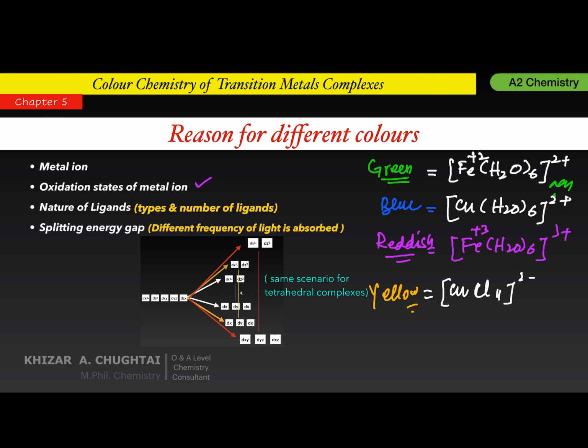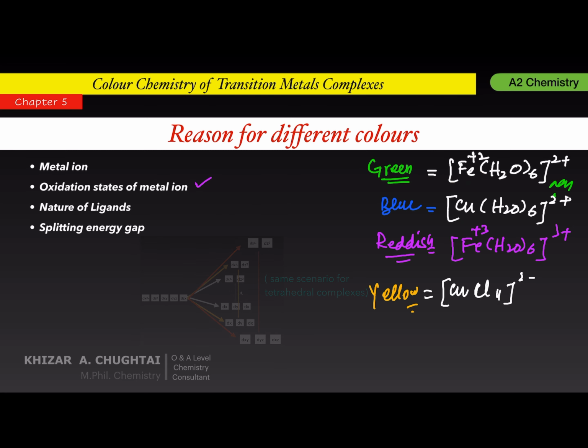So if the metal ions are different, then the color will be different. If the oxidation state of the metal ions is different, even if they belong to the same element, the color will be different. And if the nature of the ligands is different and the number of the ligands is different, the color will be different. So nature of ligand, number of ligands, metal ions, and oxidation state of the metal ion all contribute to the different colors of the complexes.